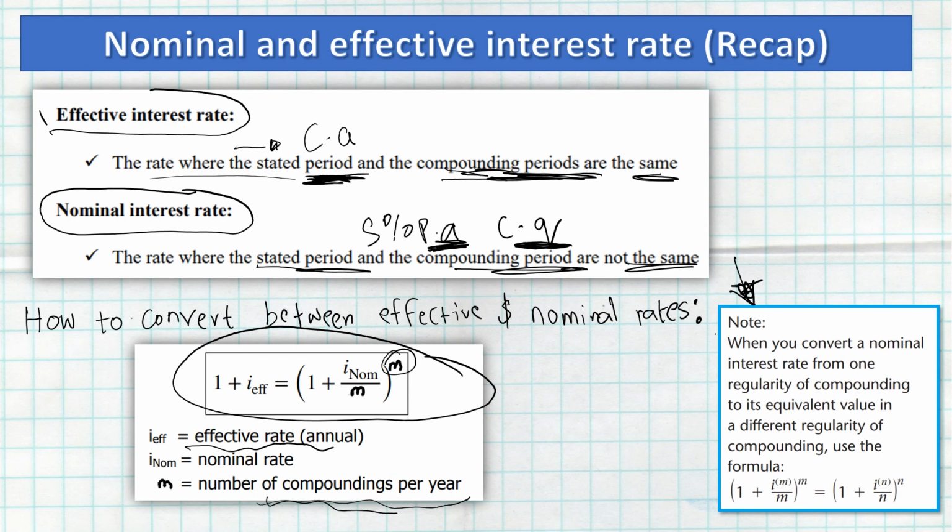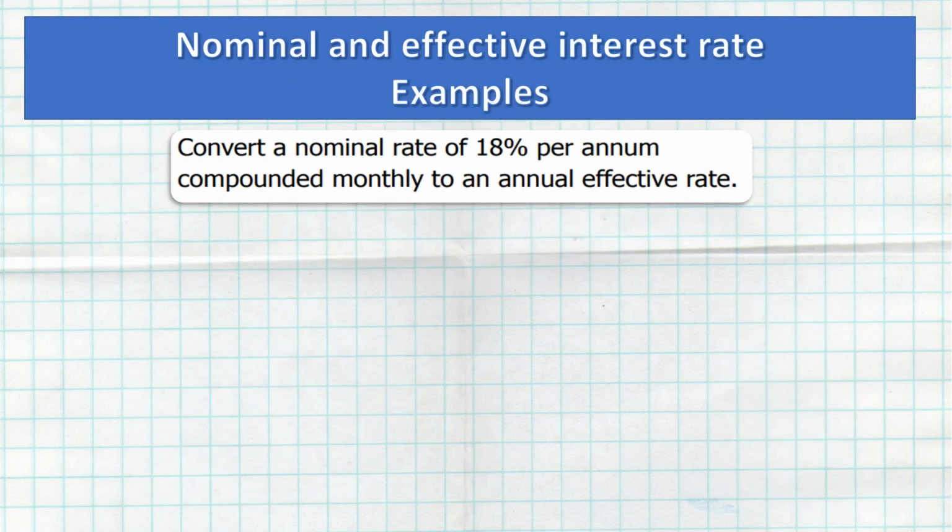Okay, let's quickly go and look at an example. Here it is, very quick and short. They are saying convert a nominal interest rate of 18% per annum compounded monthly to an annual effective rate. We're just going to use the formula 1 plus i_F is equal to 1 plus i nominal divided by m, all to the exponent of m. So we want to solve for the effective interest rate.